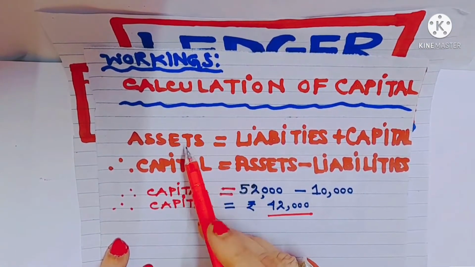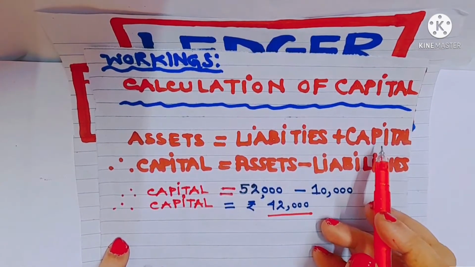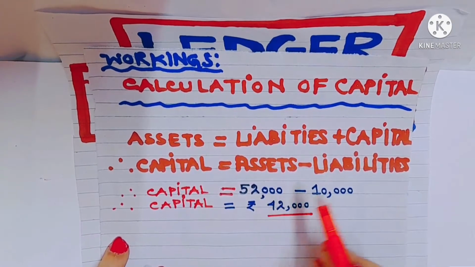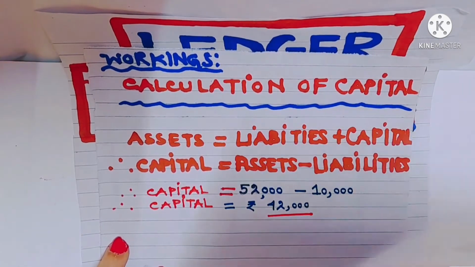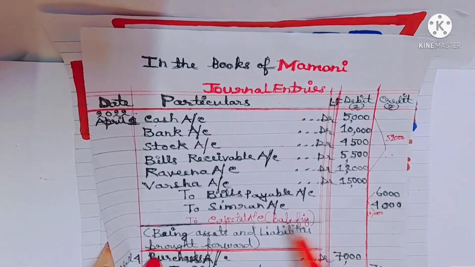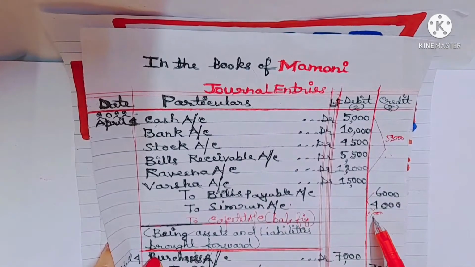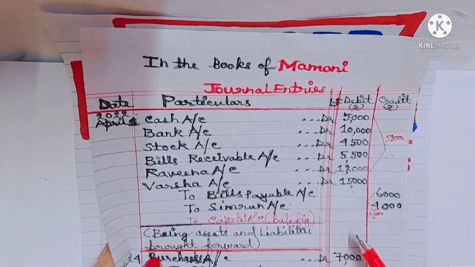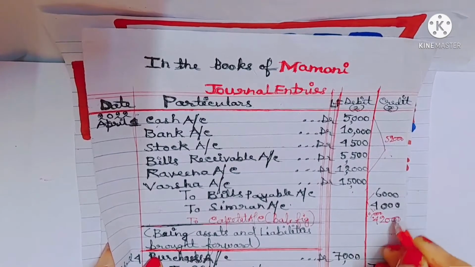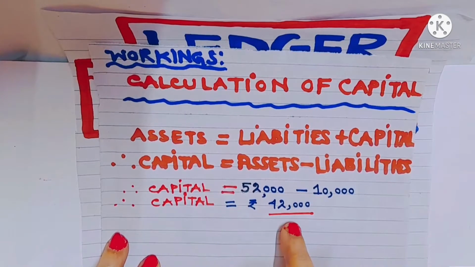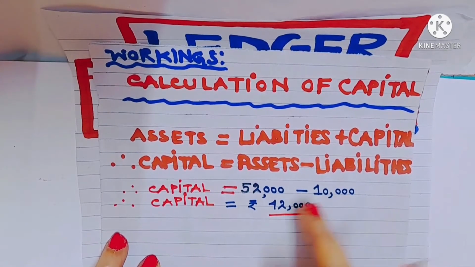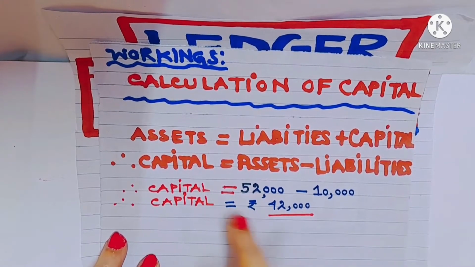Let's see the accounting equation. Assets is equal to liabilities plus capital. Capital is a balancing figure. Assets total is, we know, 52,000 minus liabilities total is 10,000. Liabilities total is 10,000. Only bills payable and Simran, 6,000 plus 4,000, will give you 10,000. And the total of debit side is 52,000 assets. So assets minus liabilities will give you 42,000. So capital will be 42,000. If you deduct 10,000 from 52,000, capital is 42,000.